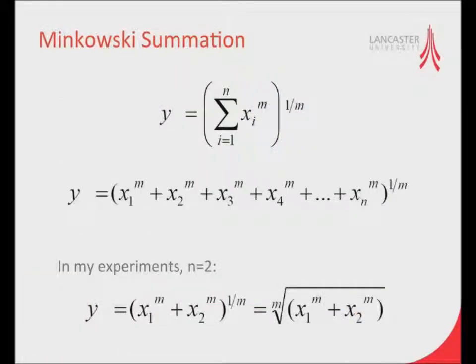And just to explain to you what the Minkowski summation is, to show you, this is what it is. It looks more complicated than it actually is. It's basically y equals summing the different components of x raised to a power m, and then after you've summed them all together, you take the mth root. So if I elaborate it, I have y equals x1 raised to the m, plus x2 to the m, plus x3 to the m, until xn to the m. And then after you sum all of these together, you take the mth root.